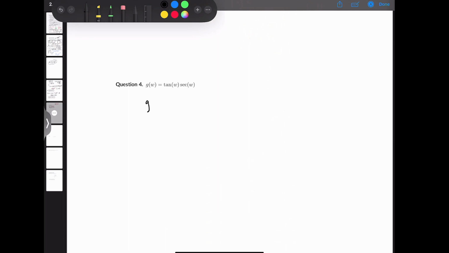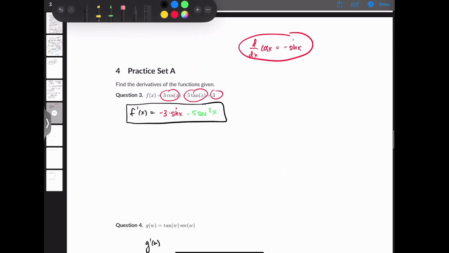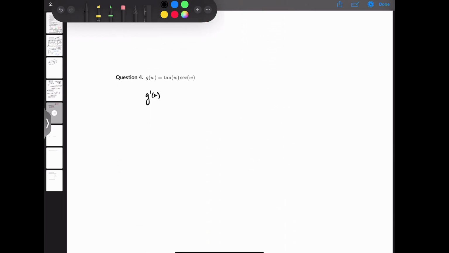So if I'm looking for g prime of w, the instructions here are to find all the derivatives, by the way. So here, finding g prime of w, what is the function that describes this rate of change? Well, we're going to need to take the derivative of this product of two functions. Hint, hint. So how do we deal with that? We use the product rule. Or if you want to call this f, call this g, that's fine. Or you can use this method of setting up brackets to kind of deal with it ahead of time. Whatever works for you in terms of the bookkeeping.